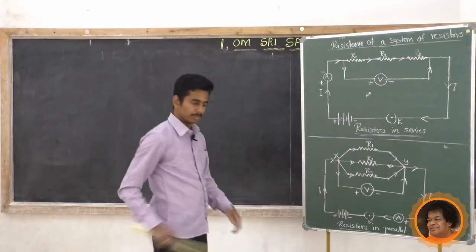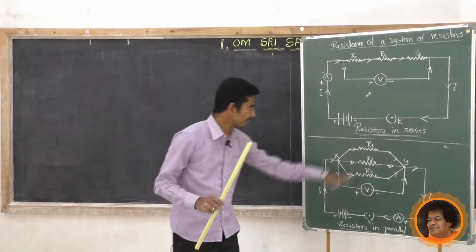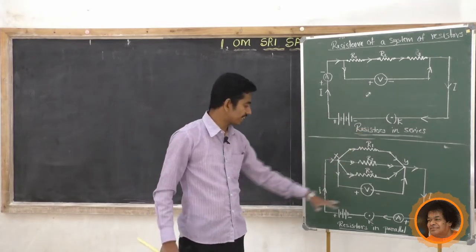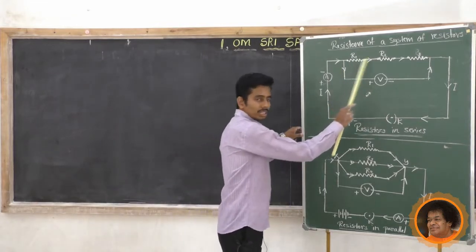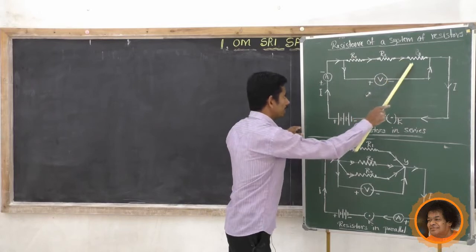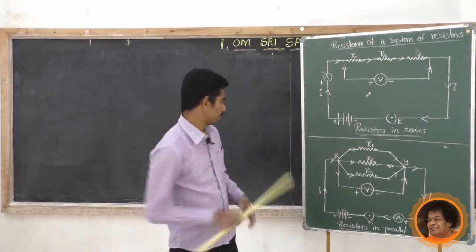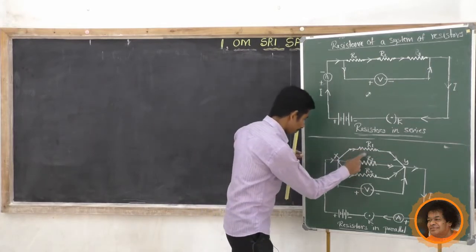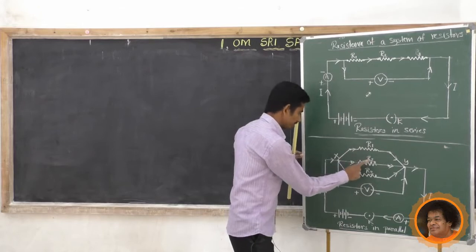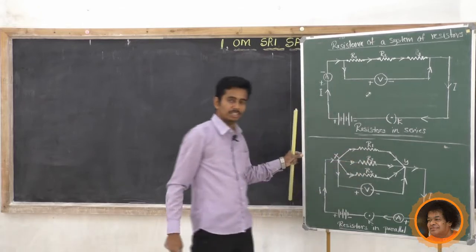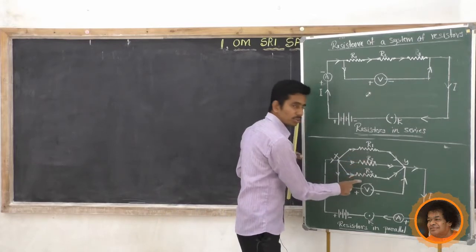Look at the second type, resistors in parallel. Why are they called resistors in parallel? What is the difference between resistors in series and resistors in parallel? Look at the resistors, this is joined end to end. What about this? Is it joined end to end? No. How are they joined? They are parallel to each other. 3 resistors, R1, R2, R3. How many resistors are present? 3 resistors. How are they joined? They are joined parallel to each other.